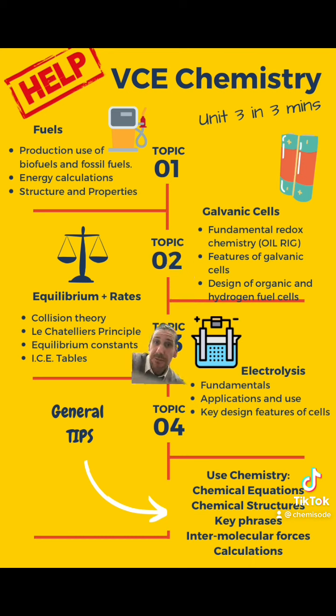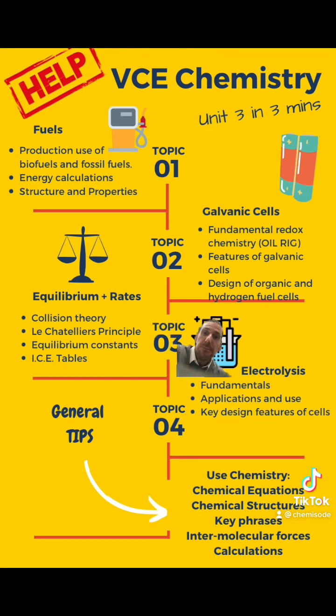We then took a break from fuels and started looking at equilibrium and rates of reactions. Rates of reactions we looked at in terms of collision theory. Equilibrium we looked at in terms of Le Chatelier's principle. We also then did some calculations to do with equilibrium and equilibrium constants. And in doing so, we looked at a particular way of solving these, which is known as an ICE table.